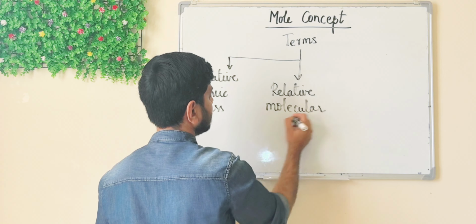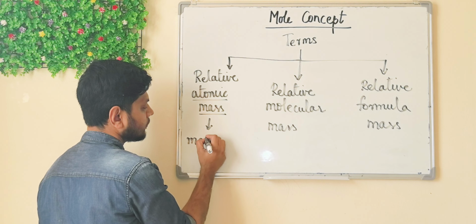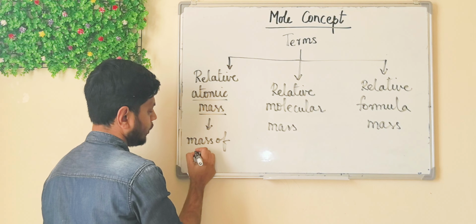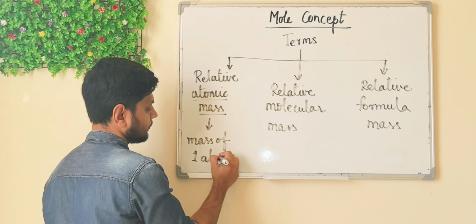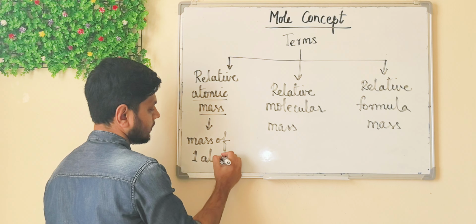What is relative atomic mass? It is nothing but the mass of one atom. For example, the mass of one atom of hydrogen is equal to 1. The mass of one atom of carbon is equal to 12. So relative atomic mass is nothing but the mass of one atom.